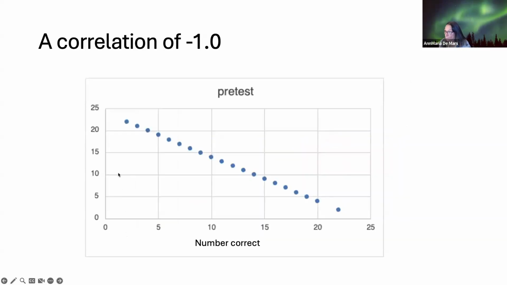A correlation of -1.0 is the opposite, in that the highest score on one variable is the lowest on the other. And so, again, you can predict perfectly from knowing one variable what the score on the other variable is. In this example, the number correct has a perfect negative correlation of -1.0 with the number wrong. The fewer you got correct, the more you got wrong. The more you got wrong, the fewer you got correct, and so on. So there's a perfect negative correlation.